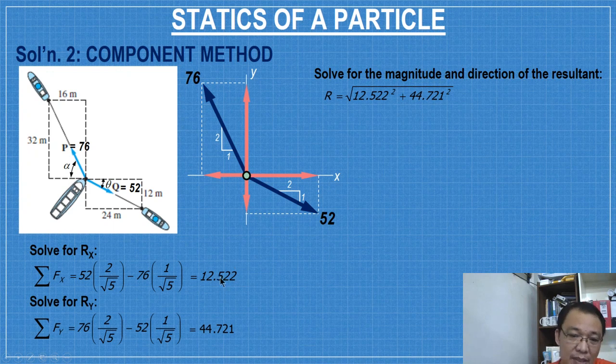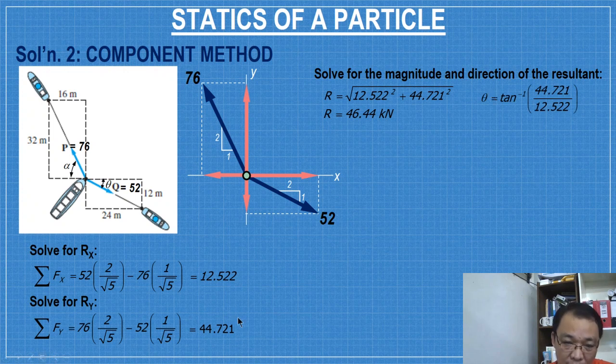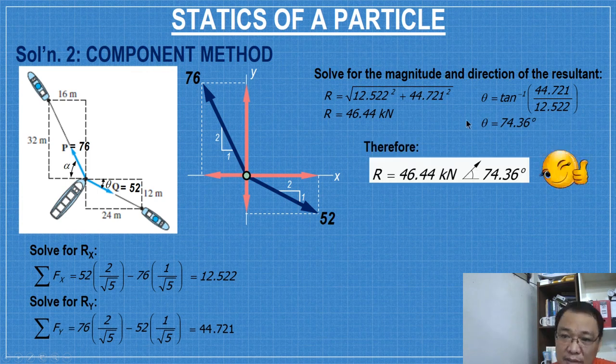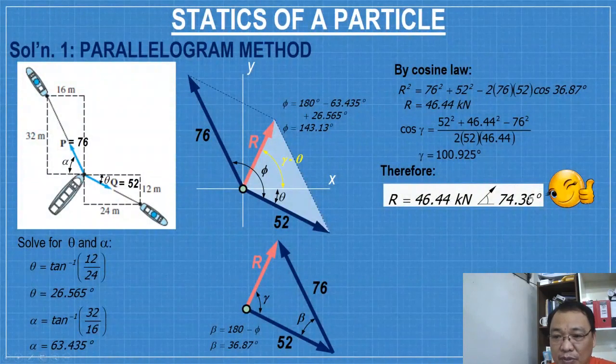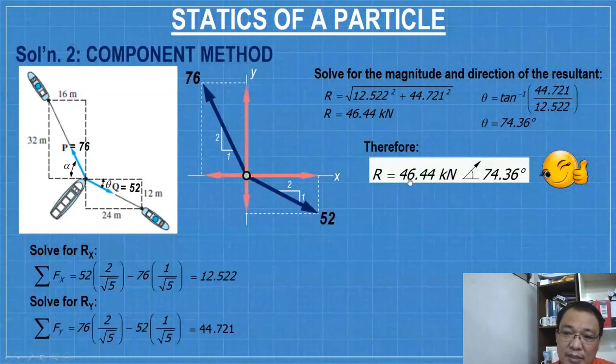So, you plot this, you can plot or not. To solve for R is simply square root of Rx squared plus Ry squared. You have this one. And then for theta, automatic, that's arctan of Ry over Rx. This is Ry and this is Rx. 74.36. Therefore, that's it. Positive. So, check this with the parallelogram law. 74.36, same.